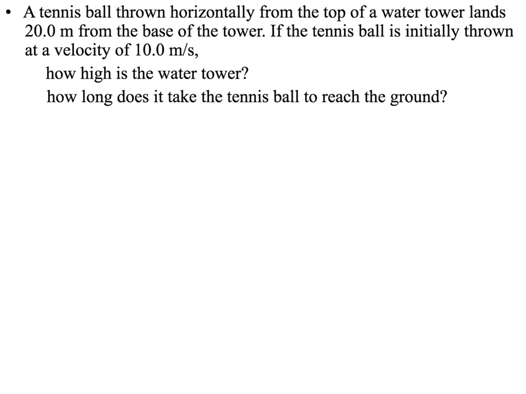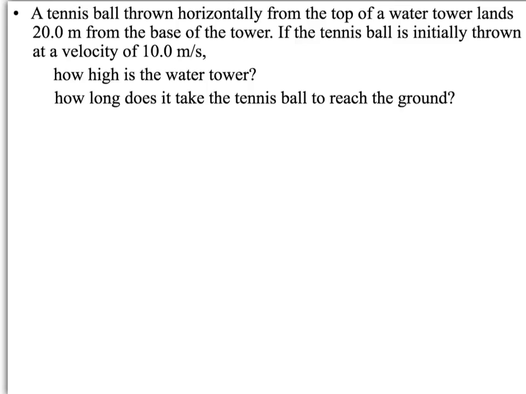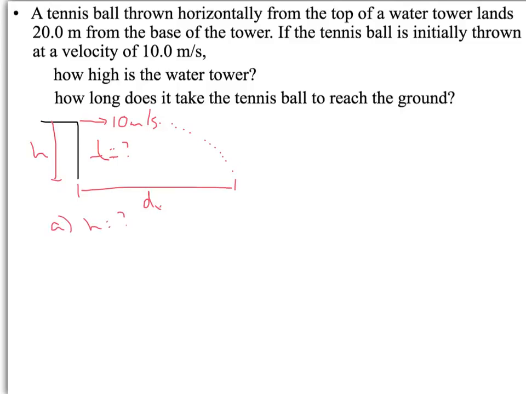First things first, we do our diagram. We know the projectile is shot from the top at 10 meters per second. Okay. We have a height. We know the projectile is going to form this kind of parabolic motion. That's going to give us a range, or a dx. And time is our question. Well, it's one of our questions. So A, how high is the water tower? So H is the question.